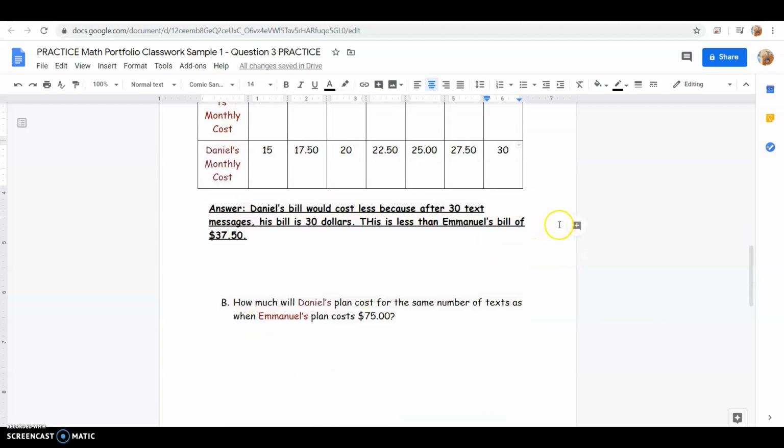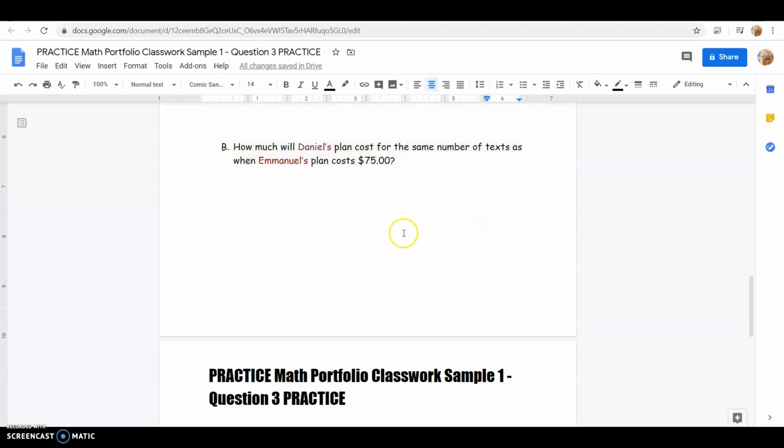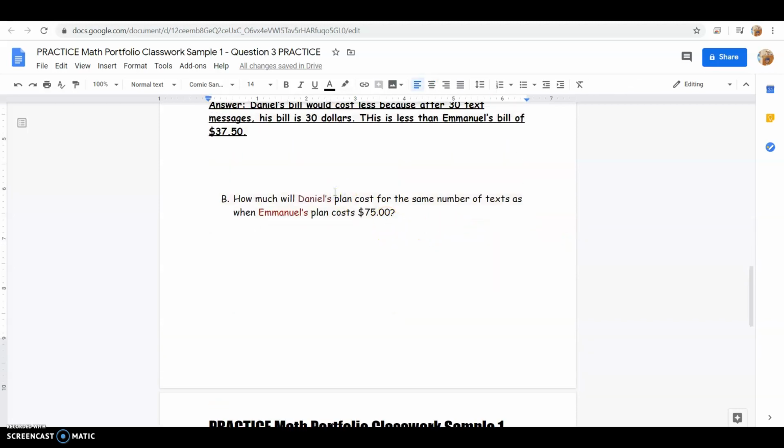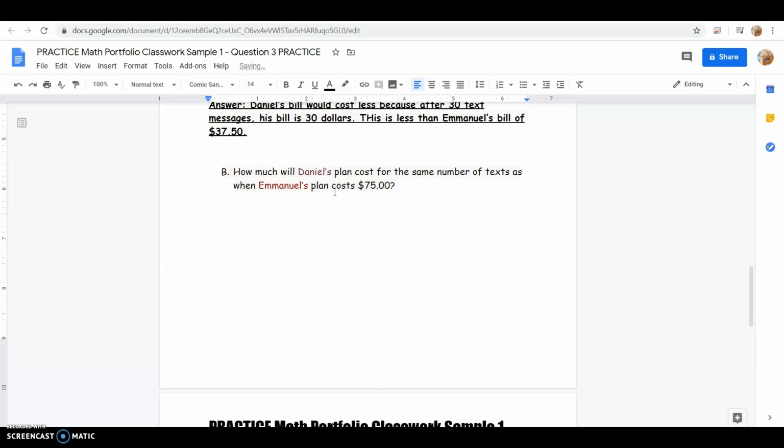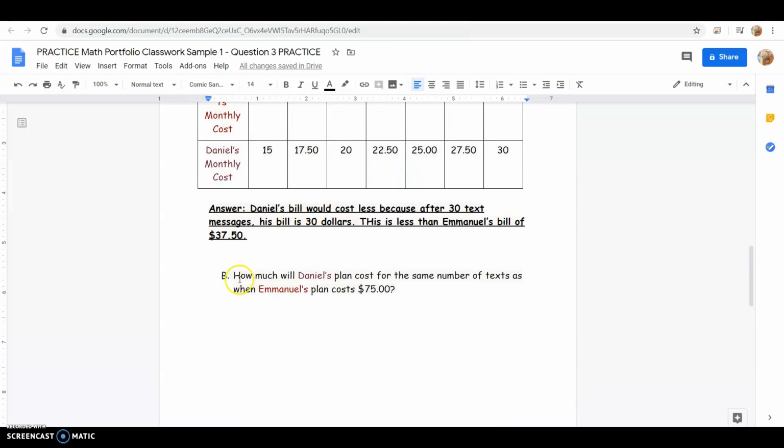So now we're going to go into part B. Now, part B, we're going to have to set up a certain way. So I need you to follow the steps here. Remember, it's the same steps in the next problem, just with different names and different values and different equations. But the steps are the same. You just need to fill in the numbers differently. So this question's asking how much will Daniel's plan cost for the same number of texts as when Emmanuel's plan costs $75?